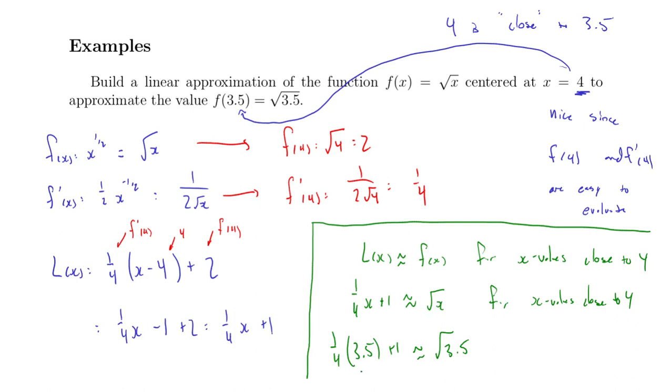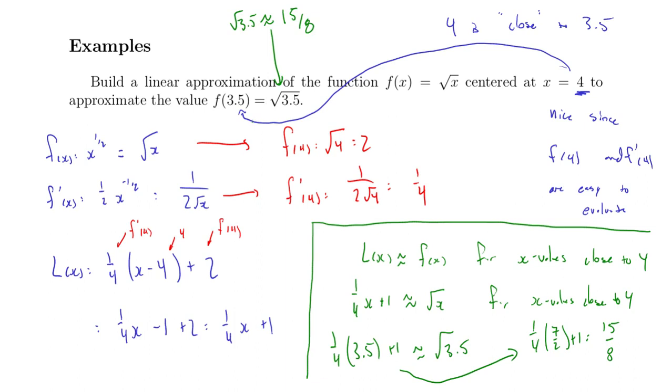I know what a fourth of 3.5 is. 3.5 is 7 halves. So this is 1/4 times 7 halves plus 1. That is 7/8 plus 1. That's 7/8 plus 8/8. So that's 15/8. So what I've just said is that the square root of 3.5 is approximately equal to 15/8.